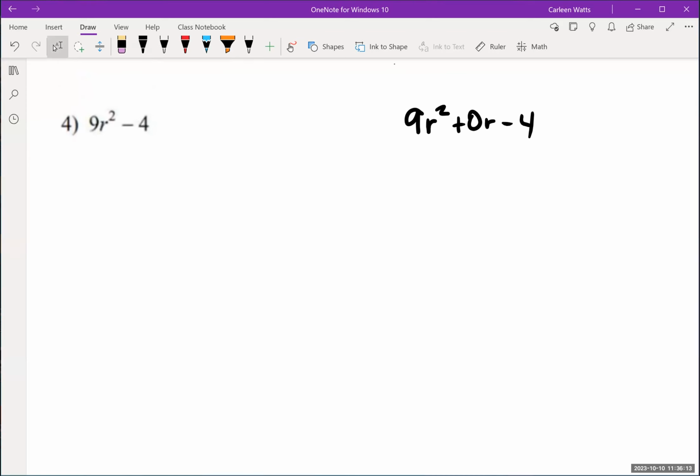So now I can do a rainbow. 9 times negative 4 is negative 36. You don't have to do it this way. This is the long way. So I need 2 numbers that multiply to get negative 36 and add to get 0. Negative 6 and positive 6.